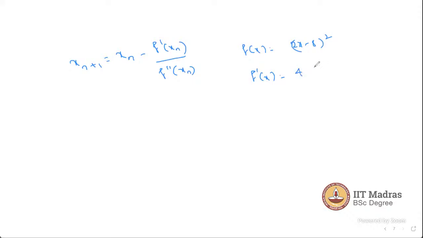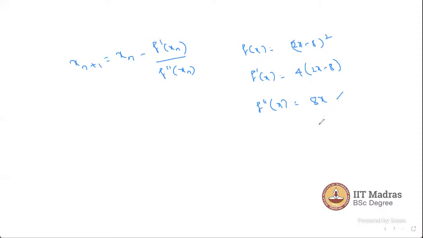Now using Newton's method, we'll compute and then compare the values of x1, x2, x3 which we are getting. So what is Newton's method? xn plus 1 equals xn minus f dash of xn divided by f double dash of xn. And f of x is (2x minus 8) whole square. So f dash of x is 4 into (2x minus 8).